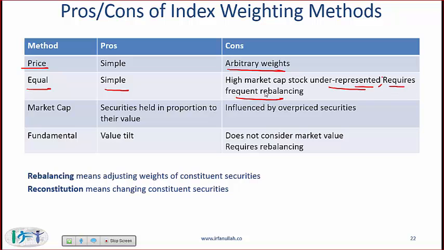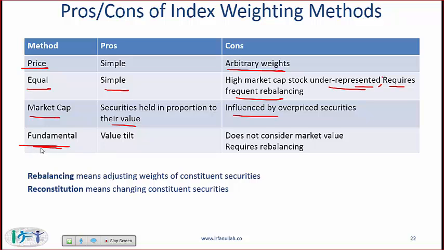What does this mean? You put equal money in each stock, and then one stock shoots up. Your portfolio will then have a higher weightage in that, so you will need to frequently rebalance in order to ensure that you have an equal weight in every stock. Market cap: securities held in proportion to their value. This is influenced by overpriced securities. So if a security is overpriced, then that security will have a higher weight.